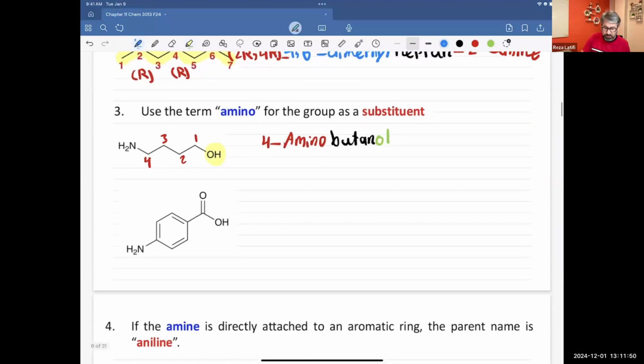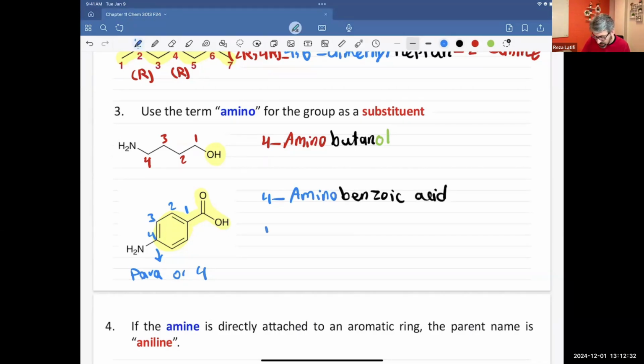Okay. Next one, we have a carboxyl group and an amino group. The priority will go to the carboxyl group, and the carboxyl group is attached to a phenyl ring. That's going to be benzoic acid. And then we'll start labeling from here. 1, 2, 3, 4. This one is a para position. Or you can say 4. So I go 4 amino, and then I say benzoic acid. Or I can say para. So I go para, and then I go amino, benzoic acid.